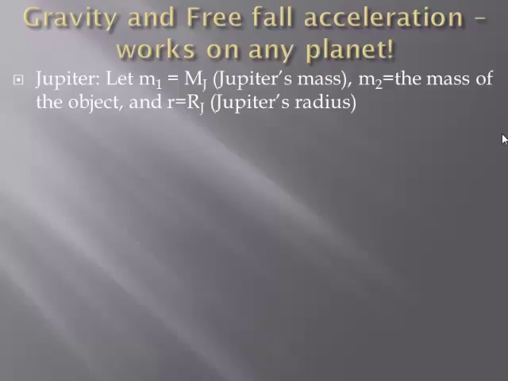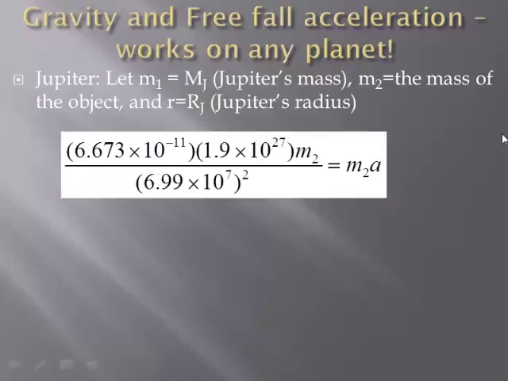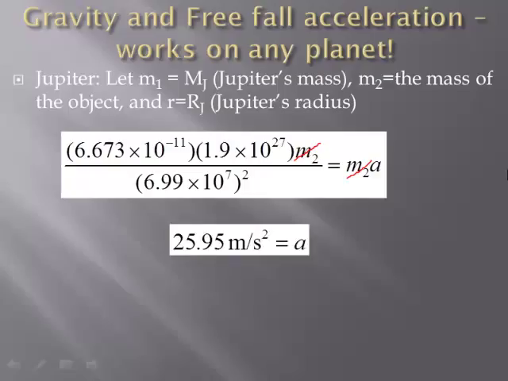This will work on any planet. For example, Jupiter. So m1 will equal Jupiter's mass, m2 will equal the mass of the object, and the distance between the two objects, r, will be Jupiter's radius. So again, the distance between Jupiter's center and an object on Jupiter's surface. We plug in numbers. Again, the m2's will cancel out, and we just solve for a. And we get 25.95 meters per second squared. Obviously, the acceleration due to gravity is a lot more on Jupiter because the mass is so much more.